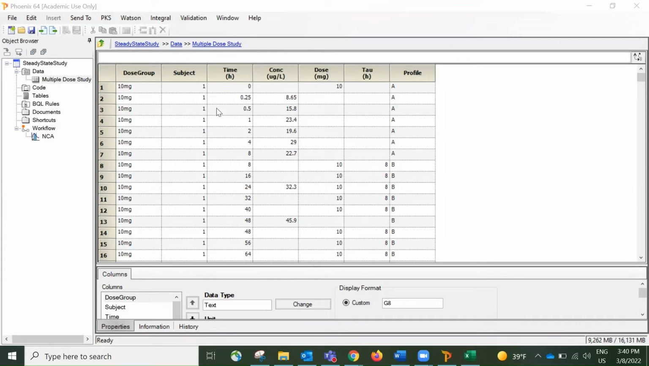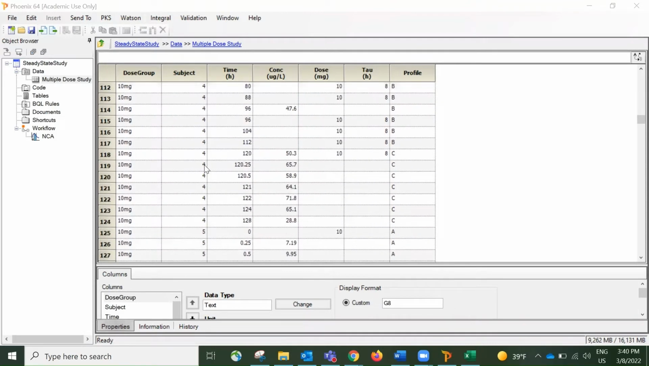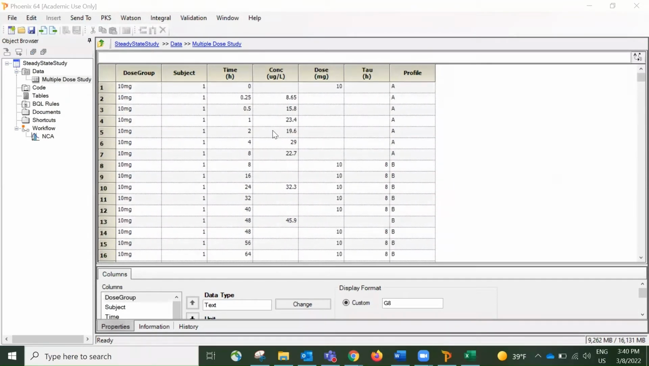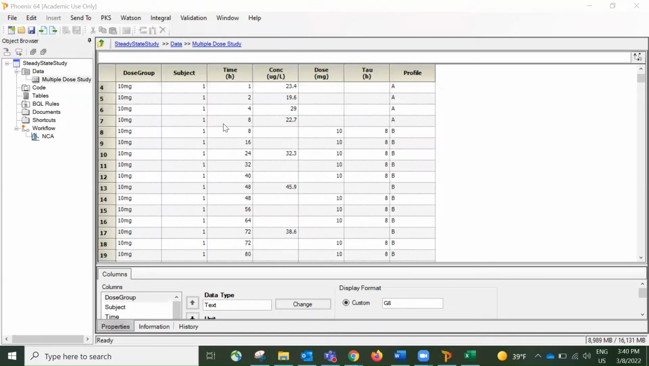This is a time concentration dataset that contains multiple subjects with multiple dosing groups, and each subject also received multiple dosings as well. Within each subject group, the subject received an initial dose, followed by several multiple doses at a dosing interval of 8 hours until the steady state was reached, which was 120 hours. The rich sampling happened during the initial dose and the steady state. So we want to run an NCA analysis for the steady state data only. So how to do that?